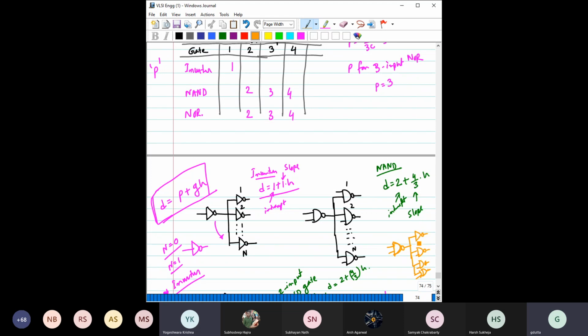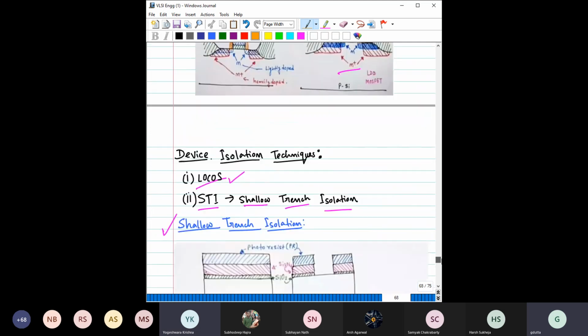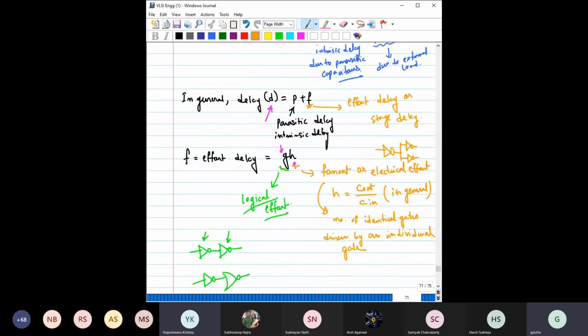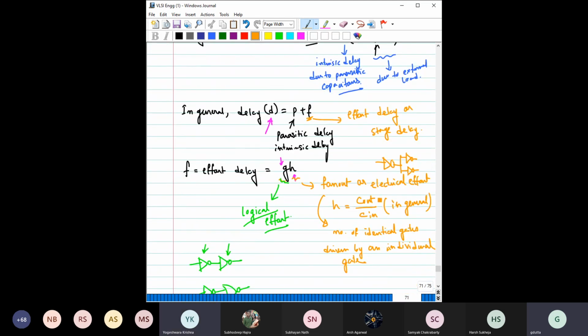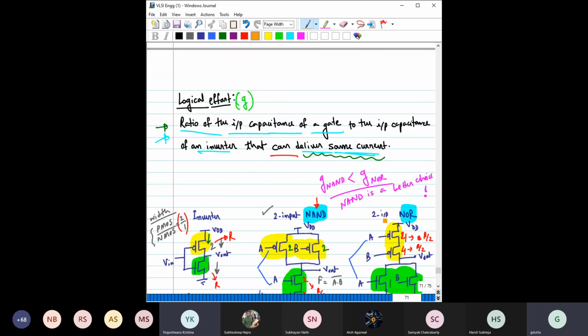In that case you cannot say like before because the gates are different, right? So here you have to find what is the total capacitance here, the input capacitance here, and you know what is the input capacitance here. So whatever we are discussing here, it's basically the C out by C in. What is the total output capacitance and what is the total input capacitance. Anyway, we will see these things, okay?